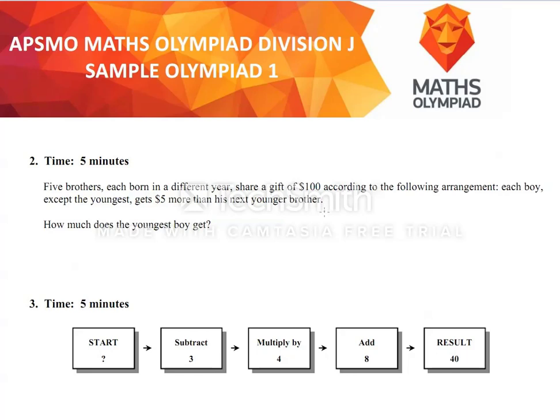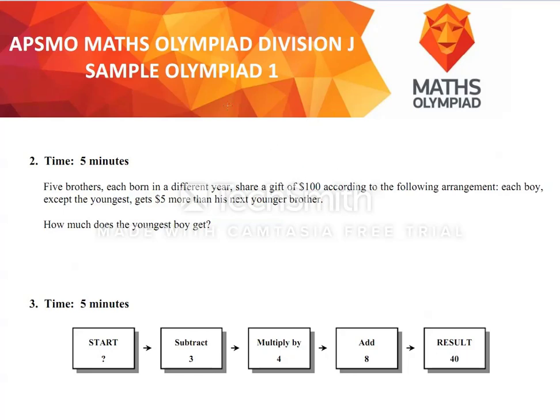All right, so question 2, 5 minutes. 5 brothers, each born in a different year, share a gift of $100 according to the following arrangement. Each boy, except the youngest, gets $5 more than his next younger brother. How much does the youngest boy get?